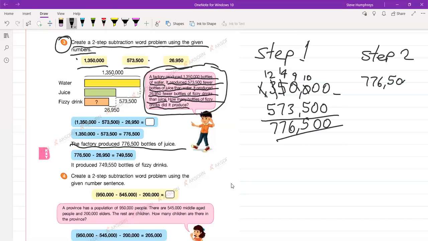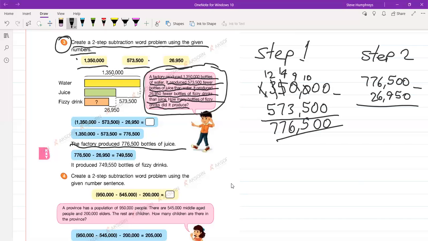776,500 minus 26,950. And that will give you the amount of fizzy drinks it produced.